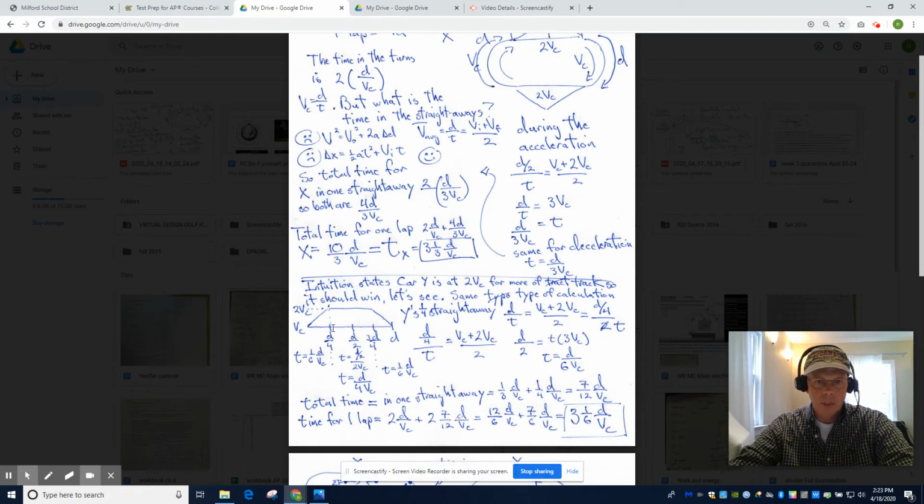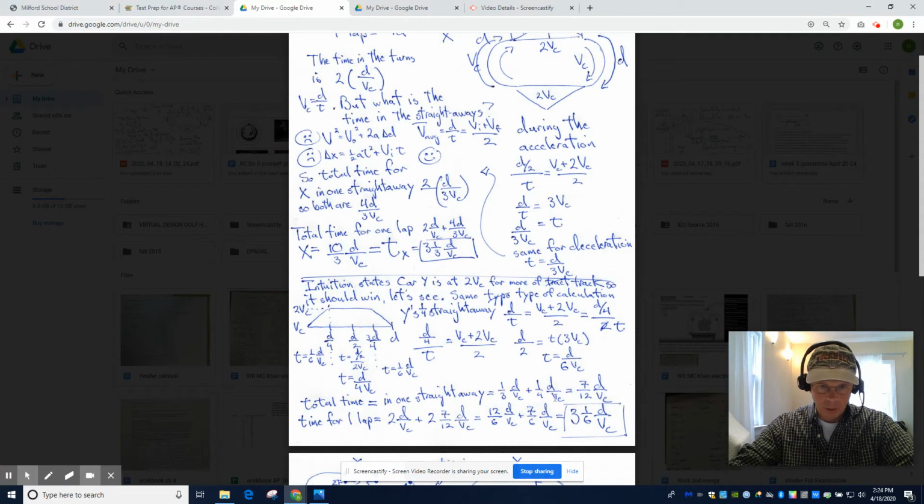Then, the time to get through this middle part of the track, we have to do again. So here we go. Time equals D over 2 divided by 2 VC. Time equals distance divided by 4 VC. Did I do that right? I don't know. Anyway, the total time for the straightaway I'm calculating is 7/12 D divided by VC.